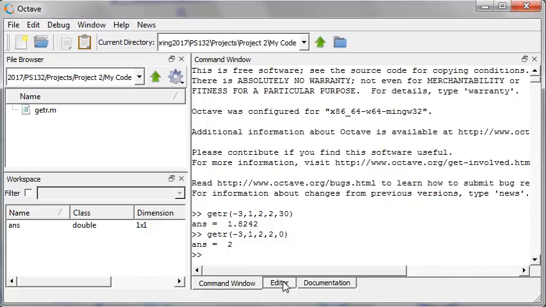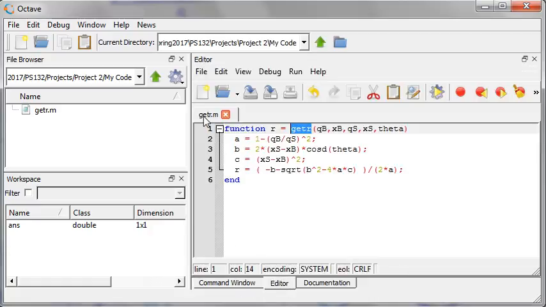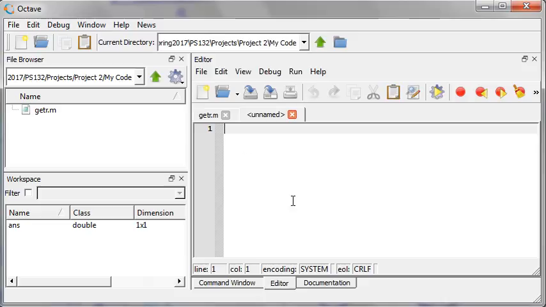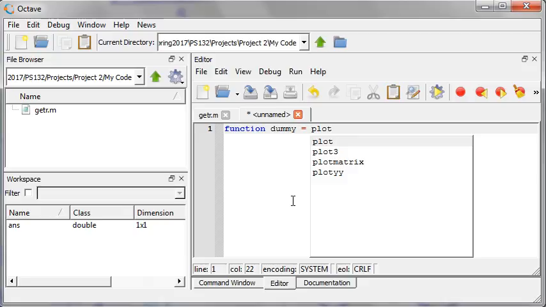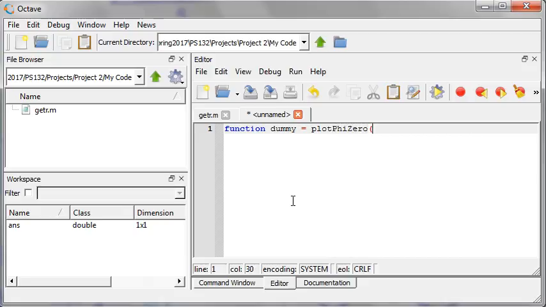Let's try writing the other one. So I'm going to try create a new one. I call this function, it doesn't return anything. It just draws a graph. So I'm going to call the return variable dummy so that I remember. Anybody looking at it realizes, well, that's probably not used with a name like that. And then the function name plot. I think I wanted to call it plotPhi0. And this was Q1, X1, Q2, X2.